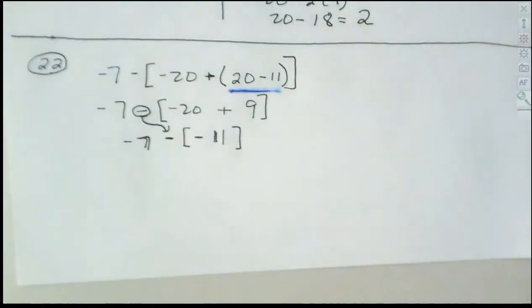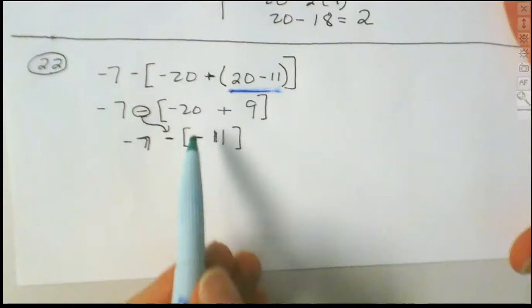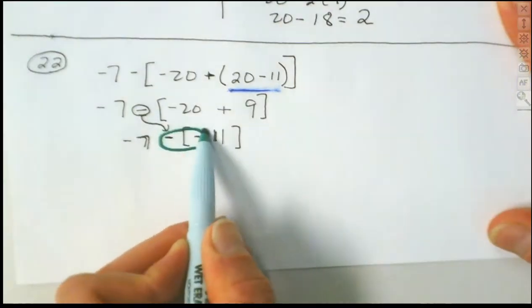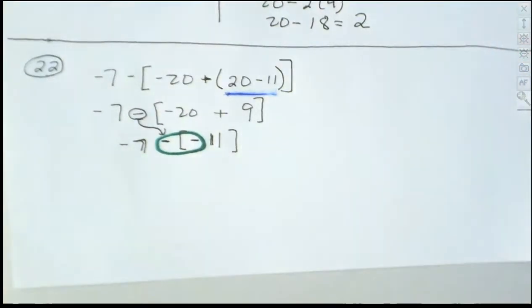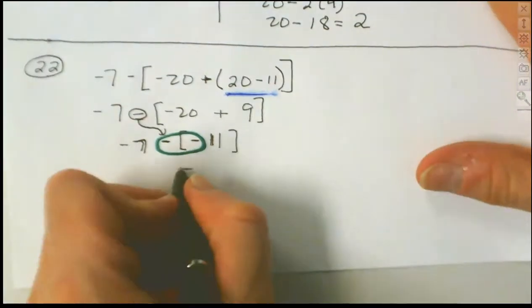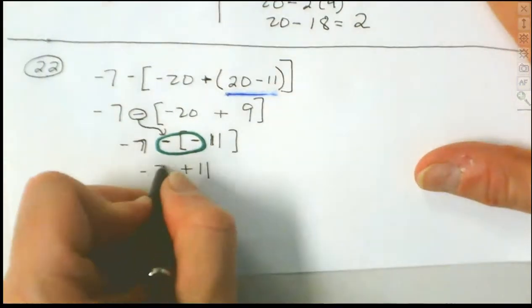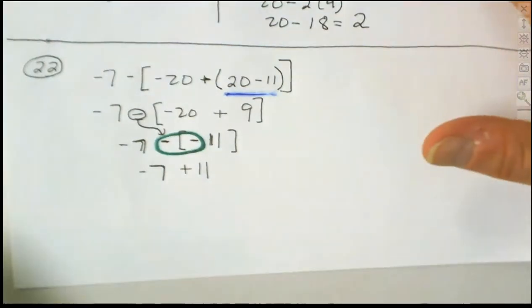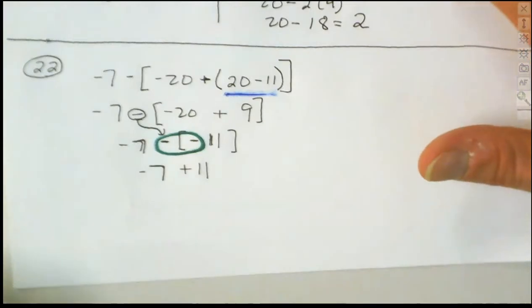A moment ago, we talked about how square brackets and parentheses are the same, right? So if we had parentheses, we would be able to cancel out the double negatives. We can do the same with the square brackets. So the double negatives at that 11 are going to make that then a positive 11. And now we can finish it out because we've got negative 7 plus 11. 11's larger. 11 is positive. So my answer is positive.